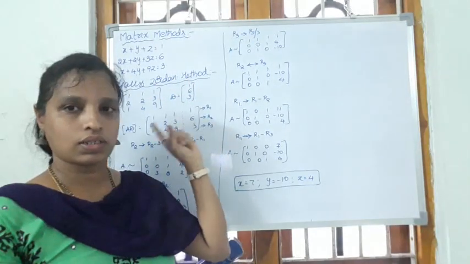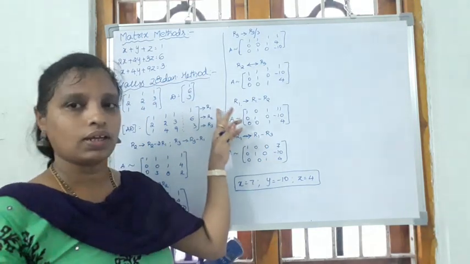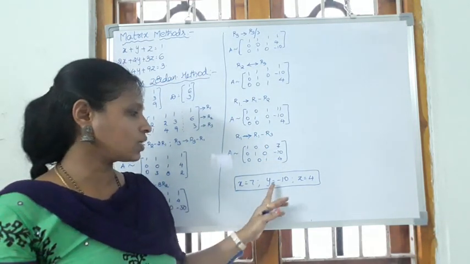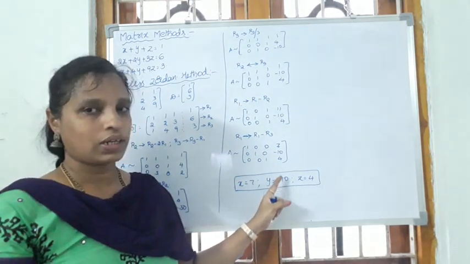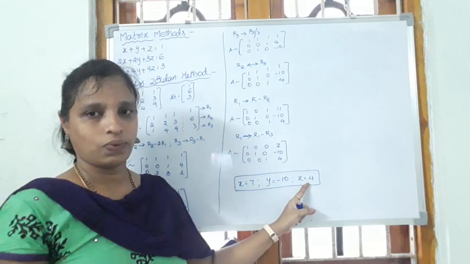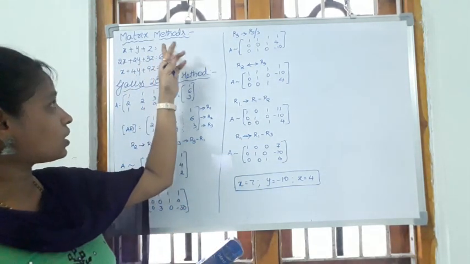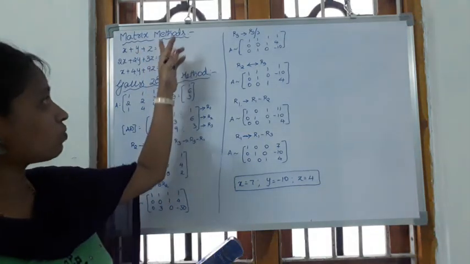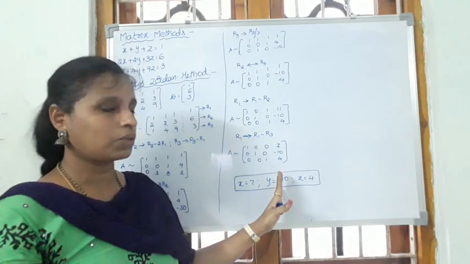The first one is Cramer's rule, the second one is the inverse matrix method, and the third one is the Gauss-Jordan method. In these three methods, x, y, z have the same values. X value is 7, y value is minus 10 and z value is 4. These are the three matrix methods of solving linear equations: Cramer's rule, inverse matrix method and Gauss-Jordan method. Thank you.